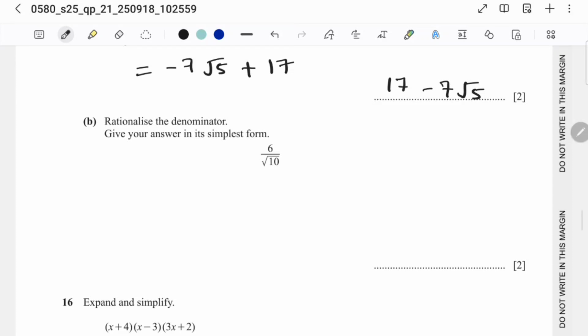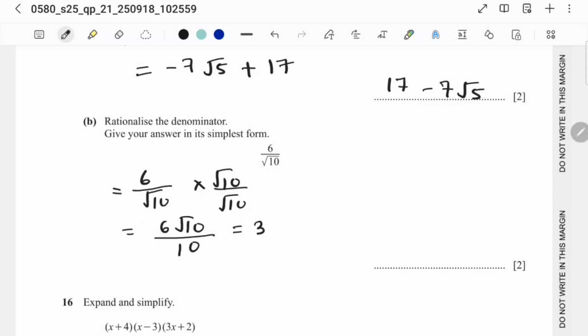Now rationalize the denominator. So in denominator you have square root 10, multiply and divide by the square root 10. 6 upon square root 10 multiply by square root 10 upon square root 10, which is equal to 6 square root 10 upon only 10. Okay, you can simplify this, like 2 times 3 and 2 times 5 and then square root 10. 3 and 5. Okay, 3 square root 10 upon 5.